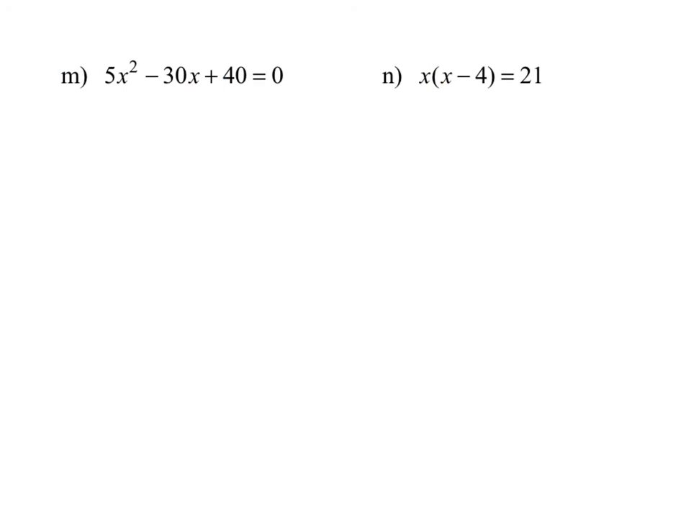Let's solve example M. The quadratic equation 5x squared minus 30x plus 40 is equal to 0. We can use the zero factor property, so we begin by factoring. I notice that all of the coefficients are multiples of 5, so I begin by taking out a GCF of 5, and when you do that, you get x squared minus 6x plus 8.